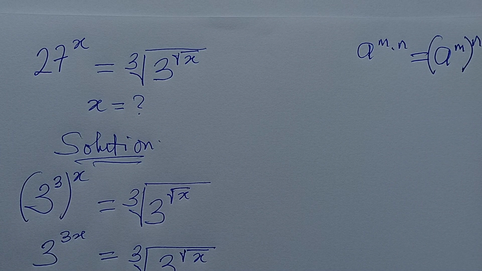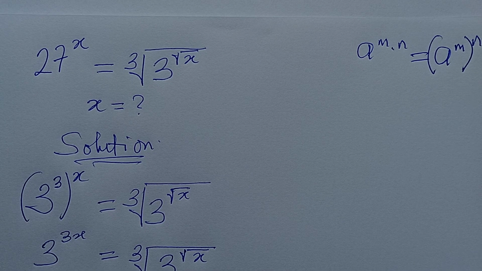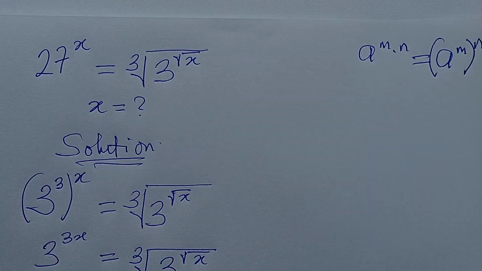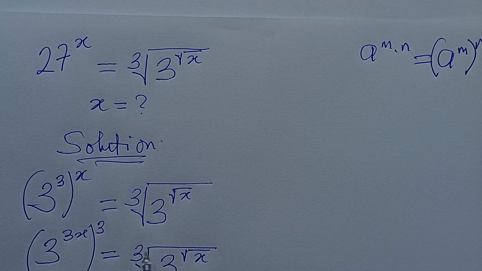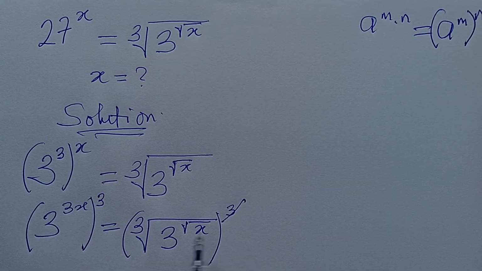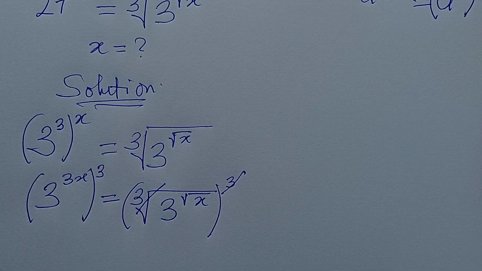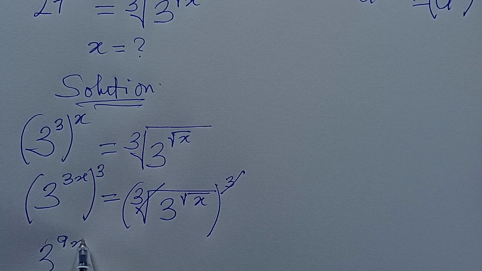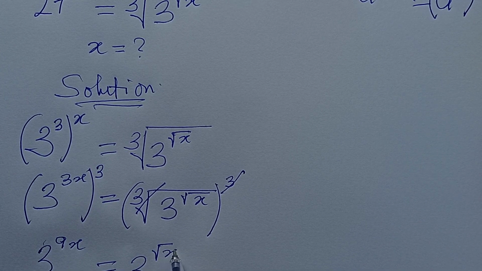Good. Now with what we have here, we have to eliminate this cube root radical, and to do that we raise both sides of the equation to the power of 3. So we raise this side to the power of 3, and we raise this side to the power of 3. And when we do this, the 3 will go with this radical. Then we apply this law again. Then this is going to give us 3 to the power of 9x is equal to 3 to the power of square root of x.